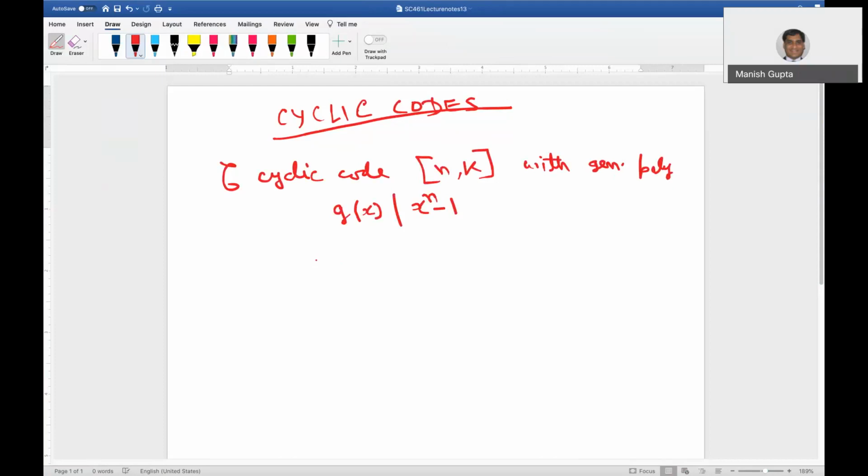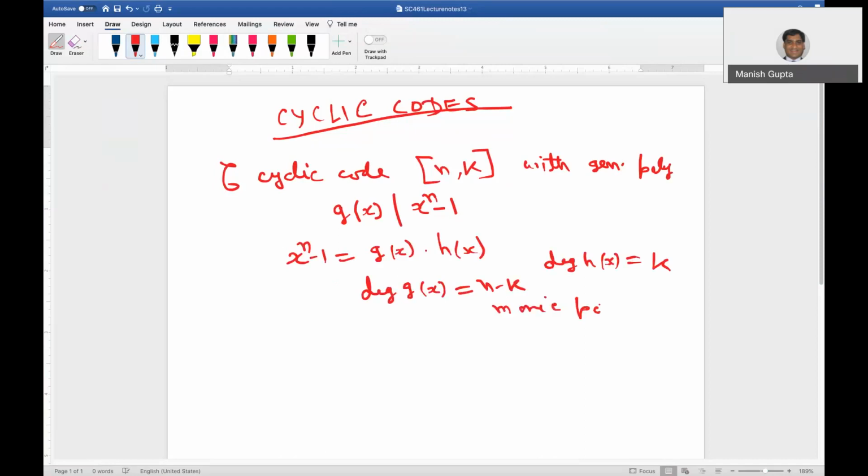So any divisor of x raised to power n minus 1 will generate a cyclic code. Now that means we can write down x raised to power n minus 1 as g(x) into some polynomial h(x). We know that the degree of g(x) is n minus k and degree of h(x) is k. Both are monic polynomials. Okay, that means the leading coefficient is 1.